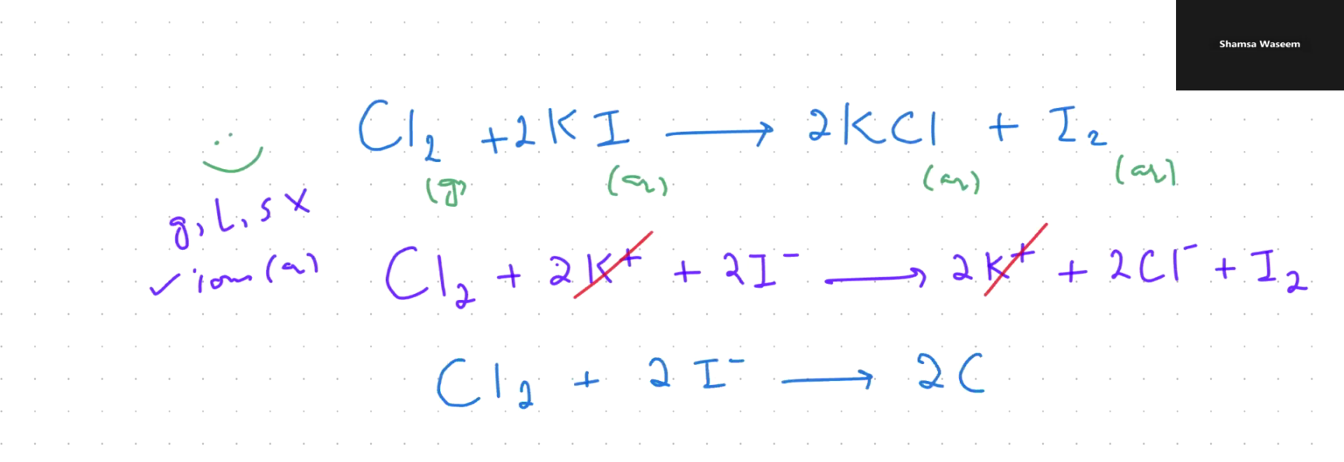Now, if the examiner asks us to write the state symbols, chlorine exists as a gas, but iodide is aqueous, chloride is aqueous, and iodine will be aqueous. I hope this is clear. All right, I'll give you one more last equation example. When aluminium reacts with sulfuric acid, it gives us aluminium sulfate and hydrogen. This is a past paper question.